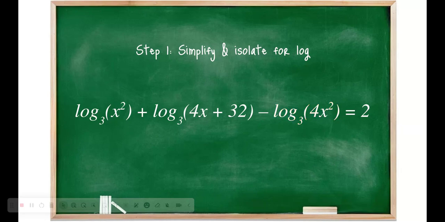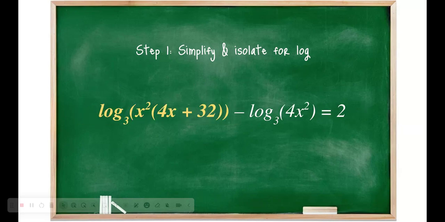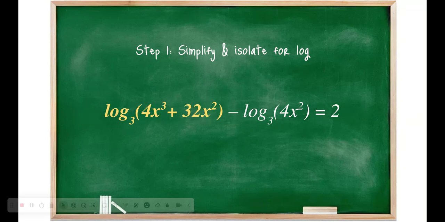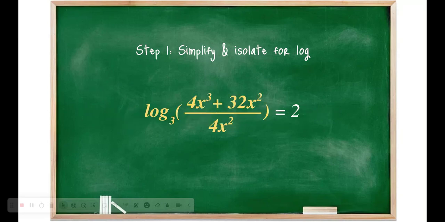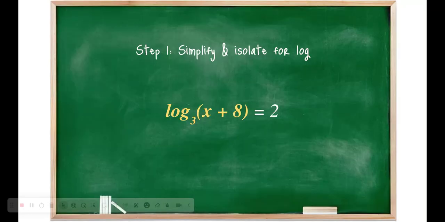Okay, then we combine the logs together from left to right. These 2 logs added together equals the log of the product of their arguments. And we can expand this bracket to simplify. The last thing to do is to combine this difference of logs, which becomes the left argument divided by the right argument. And this just so happens to be fully divisible by this value. So now that we have isolated the log on one side, we can move on to step 2.